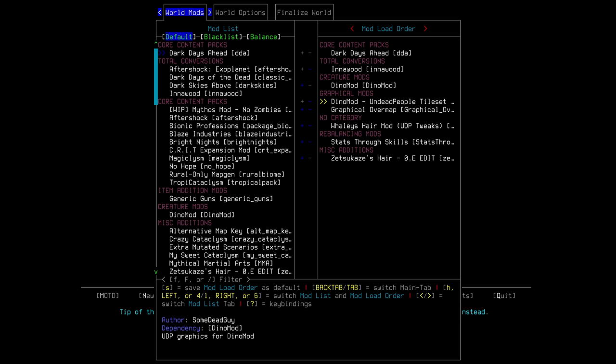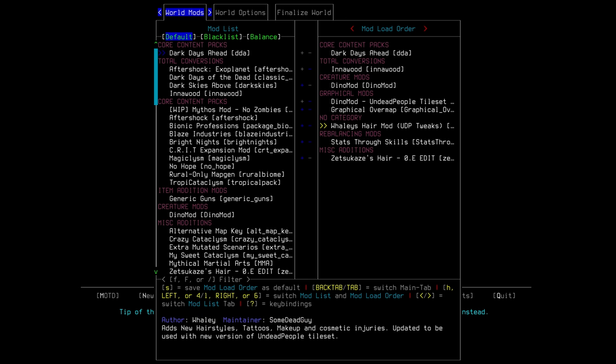Under our graphical mods here, we have two for the Undead People tileset, which is the tileset that I'm using for this series. If you'd like the link to that tileset, the latest version of that can be found in the description below. But of course, we have the Dino mod, expanded pack for that, and the graphical overmap, which is how our map looks different.